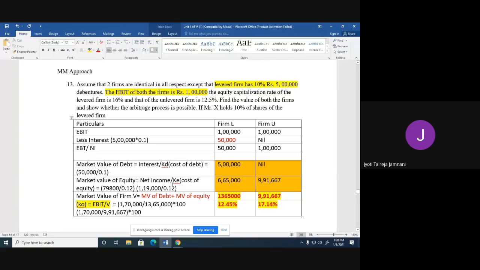Market value of equity is net income divided by cost of equity. Net income of the levered firm is 50,000. And now let's see, the cost of equity of the levered firm is 16%. So consider this as the cost of equity. So 50,000 divided by 0.16. We'll get the value of equity as 3,12,500.